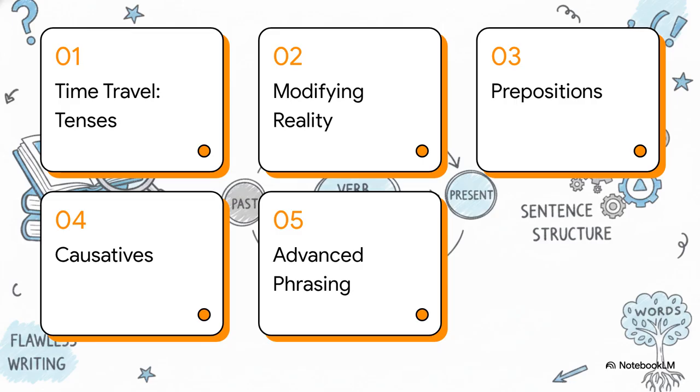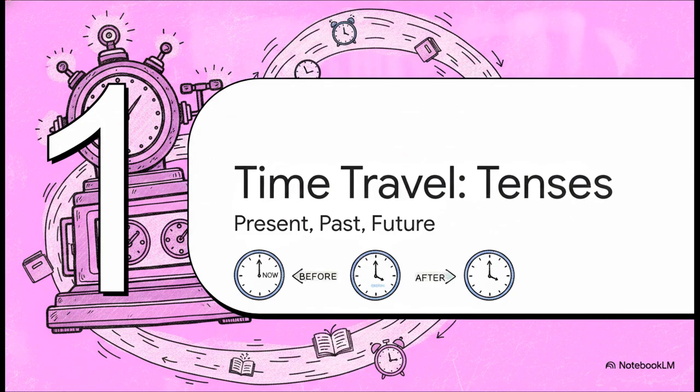We'll kick things off with time travel and the tenses. After that, we'll get into modifying reality using modals and conditionals. Then, we'll tackle prepositions, followed by causatives. And to wrap the whole shebang up, we'll go over some advanced phrasing and hacks. All right, let's jump straight into part 1.